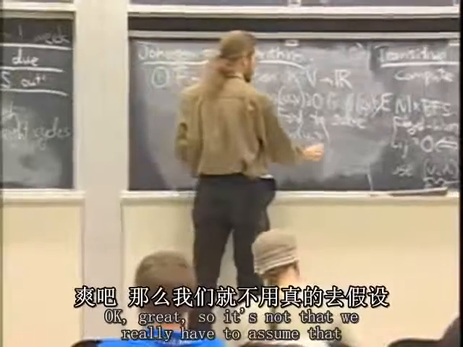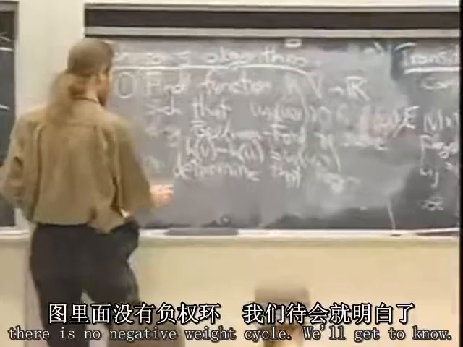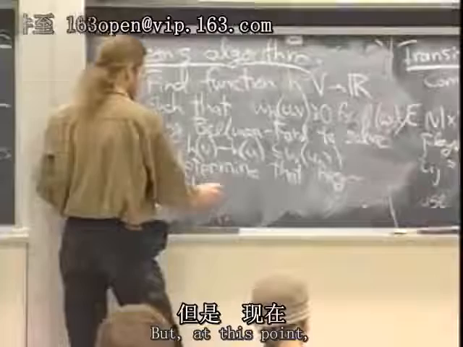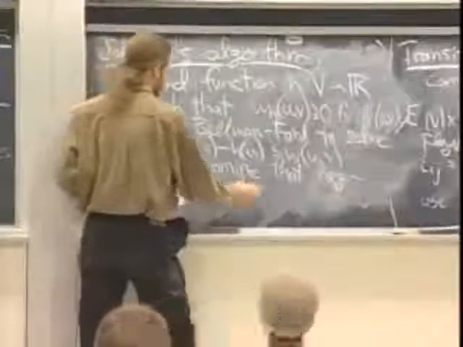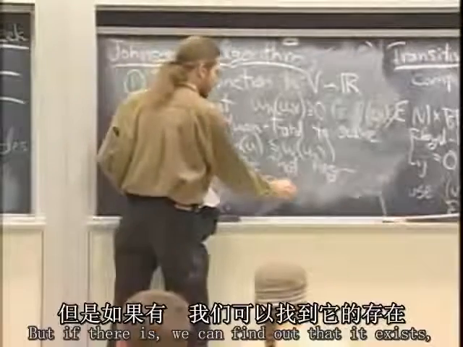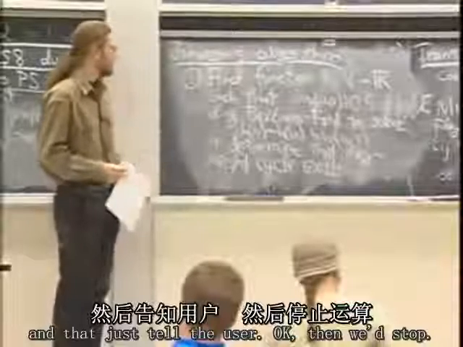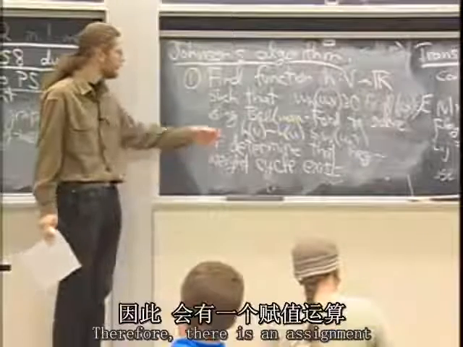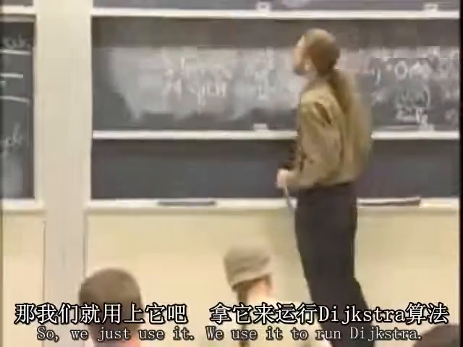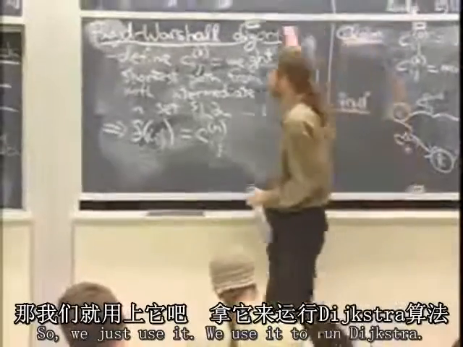Okay, great. So it's not that we really have to assume that there's no negative weight cycle. We'll get to know. And if you're fancy, you could actually figure out the minus infinities from this. But at this point, I just want to think about the case where there is no negative weight cycle. But if there is, we can find out that it exists and then just tell the user. Okay, and then we'd stop. Otherwise, there is no negative weight cycle. Therefore, there is an assignment that gives us non-negative edge weights. So we just use it. We use it to run Dijkstra.